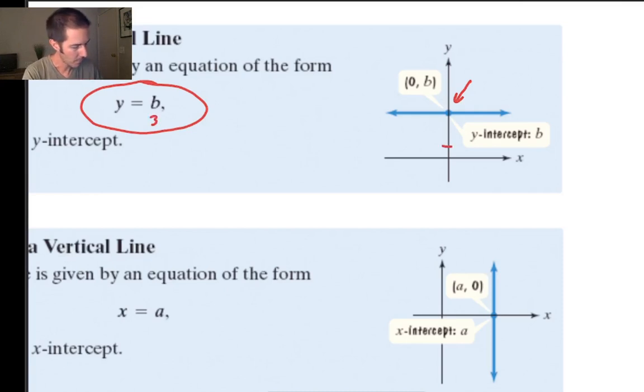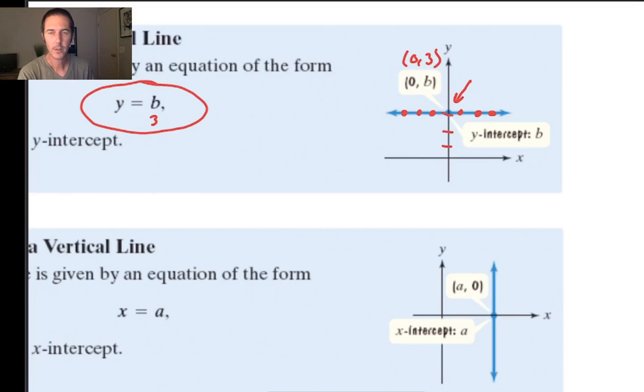So we could put some marks over here so that we can see clearly that our horizontal line passes through the y-axis where y equals 3. That means that this point is now 0, 3. And let me ask you this question. What's the y-coordinate of this point? Or this point, or this point, or any of the other points on that line? They all have a y-coordinate of 3.